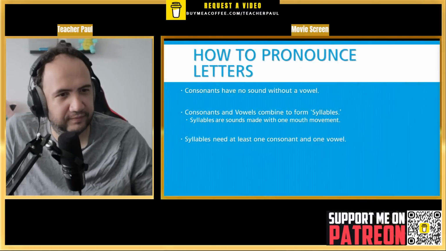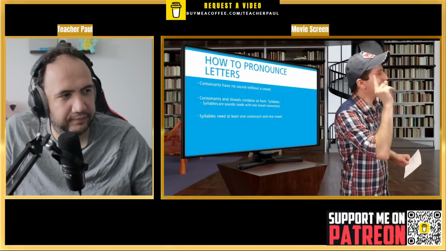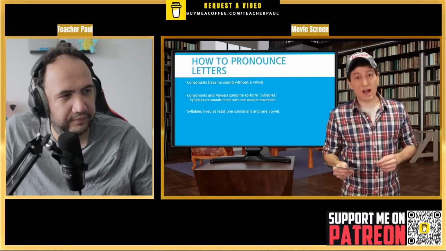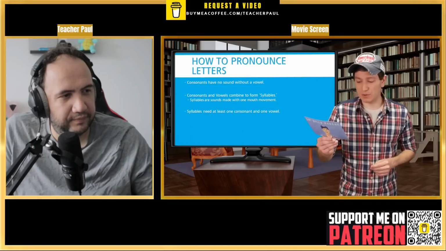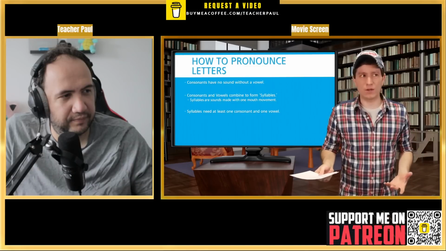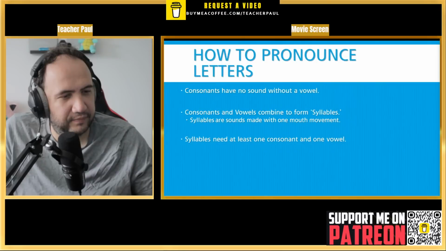Every syllable, every possible sound that you can make in Korean, needs to have at least one consonant and at least one vowel. So consonants and vowels will come together to form syllables. Syllables are basically any sound that you can make with one mouth movement. And again, each syllable needs at least one vowel and one consonant, or it cannot be pronounced.